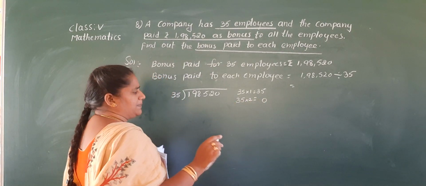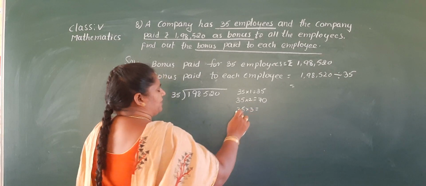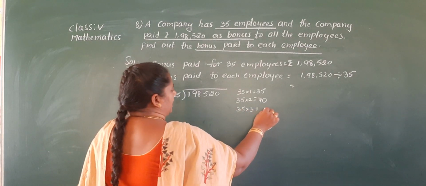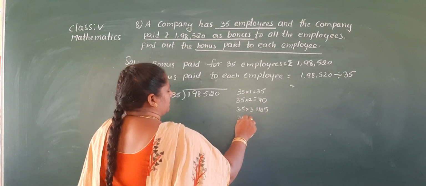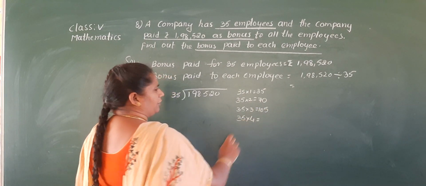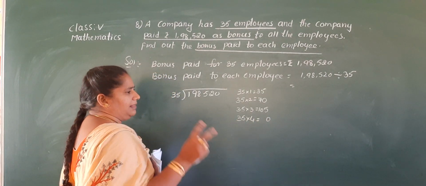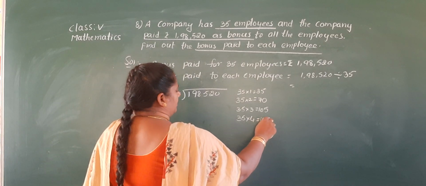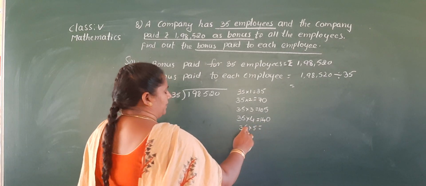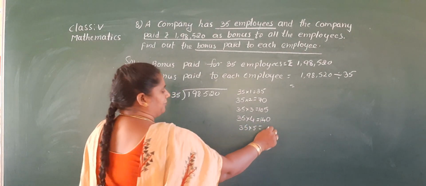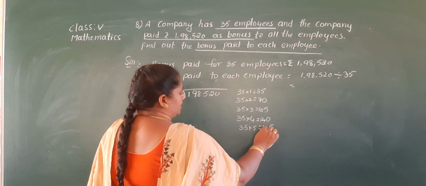2 threes are 6 plus 1, 7, so 70. 35 into 3: 3 fives are 15, 1 in hand, 5 is down. 3 threes are 9 plus 1, 10, so 105. 35 into 4: 4 fives are 20, 2 in hand, 0 is down. 4 threes are 12, 13, 14, so 140. 35 into 5: 5 fives are 25, 2 in hand, 5 is down. 5 threes are 15, 16, 17.